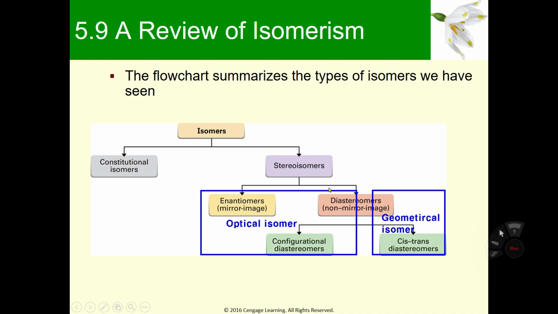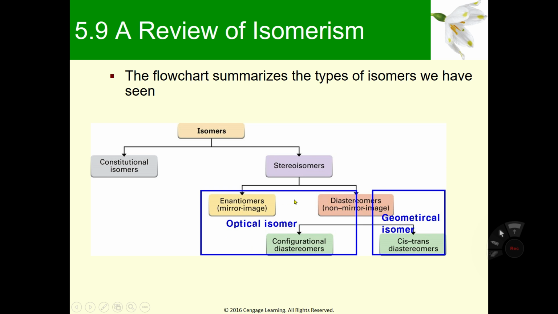Again, this is review of isomerism. Stereoisomers can be classified into enantiomers and diastereomers, and the more common diastereomers are configurational diastereomers. But we want to classify cis-trans isomers also as a kind of diastereomer, even if they don't have chiral centers, because configurational diastereomers and enantiomers have chiral centers.